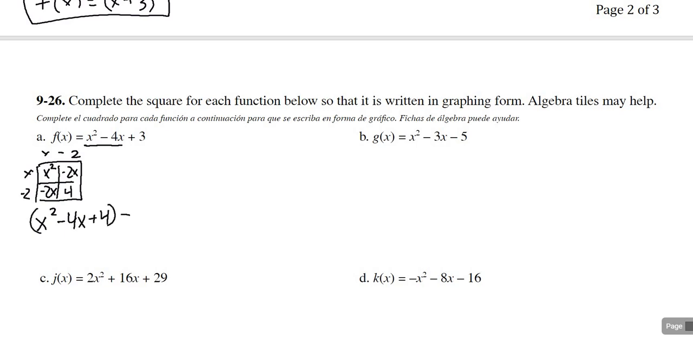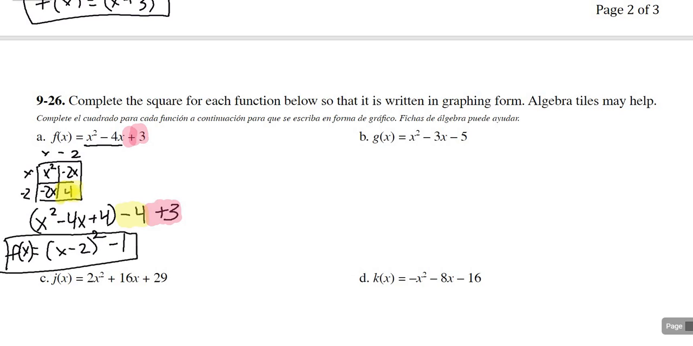Then I subtract that 4 and add my 3. Let me color code what I'm subtracting and adding. So this 4 that I used to complete the square, I need to subtract that value in my equation. And this 3 that was part of my original equation, I need to make sure that I remember to add that on. My final answer becomes x minus 2 squared minus 1. That's what f of x is if you write it in graphing form.